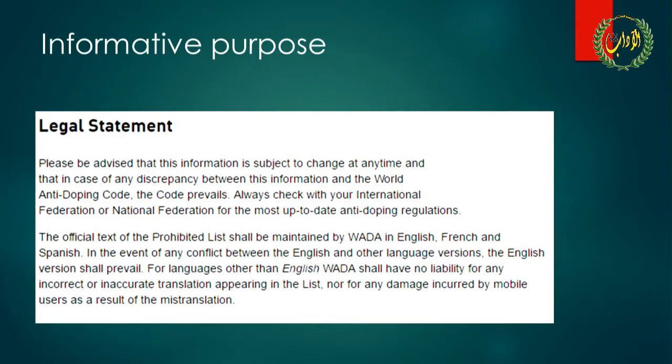So here we have an example. We have a legal statement. This is an example taken from a website. As we can see in the second paragraph, it says the official text maintained by WADA in English, French and Spanish. So they are written in 3 languages. In the event of any conflict between the English and other language versions, the English version shall prevail. It means that the source text here is English, and if any conflict happens on the interpretation of the text, then the reference will be only to the source text. Here the source language is English, while the French and Spanish texts are only for reference purposes according to this legal statement.